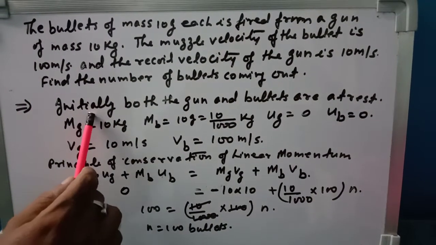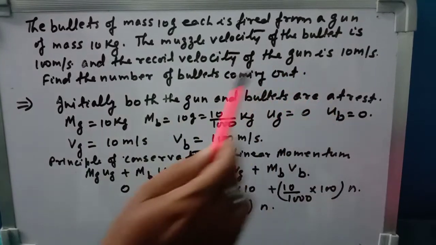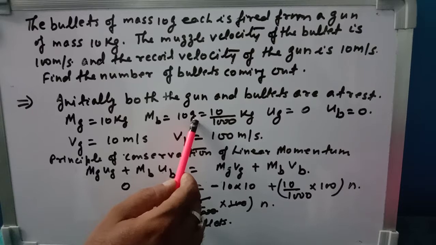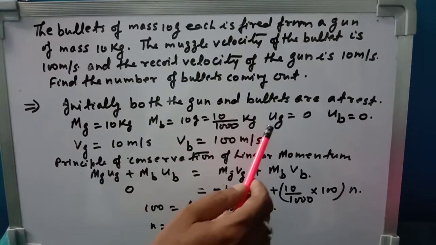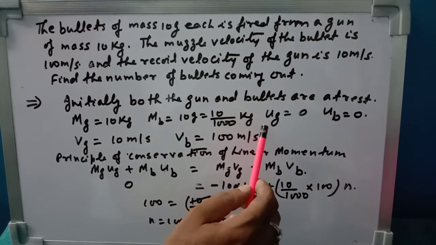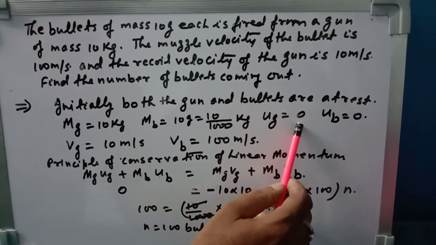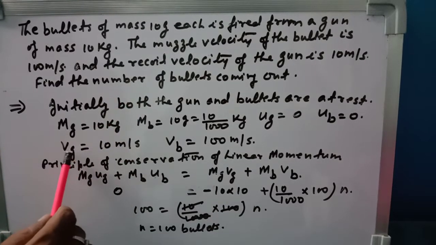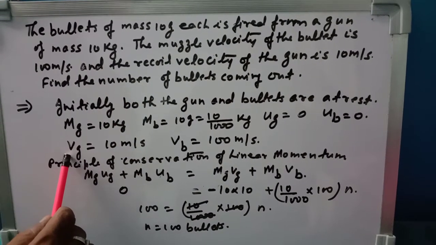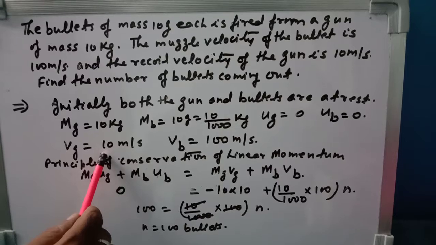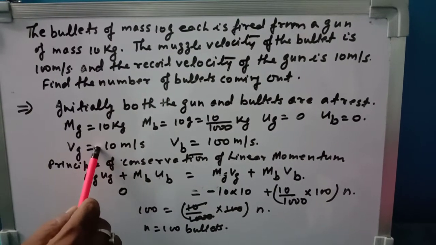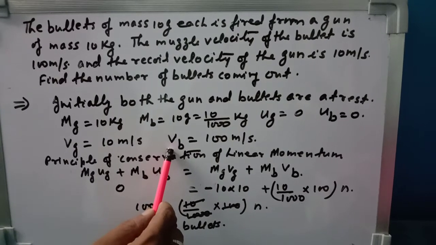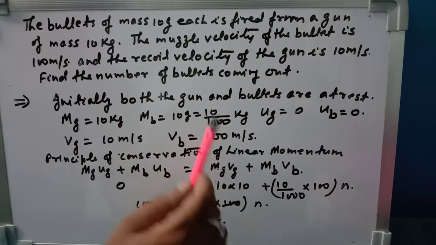Now initially both the gun and the bullets are at rest. Mass of the gun is 10 kg, mass of the bullet is 10 gram, that is 10 by 1000 kg. Initially both the gun and bullets are at rest, therefore UG is equal to 0, UB is also equal to 0. Now just the moment the bullet is fired, the velocity of the gun is 10 meter per second. Since it is recoil velocity, it will become negative, minus 10 meter per second. Velocity of the bullet is equal to 100 meter per second.